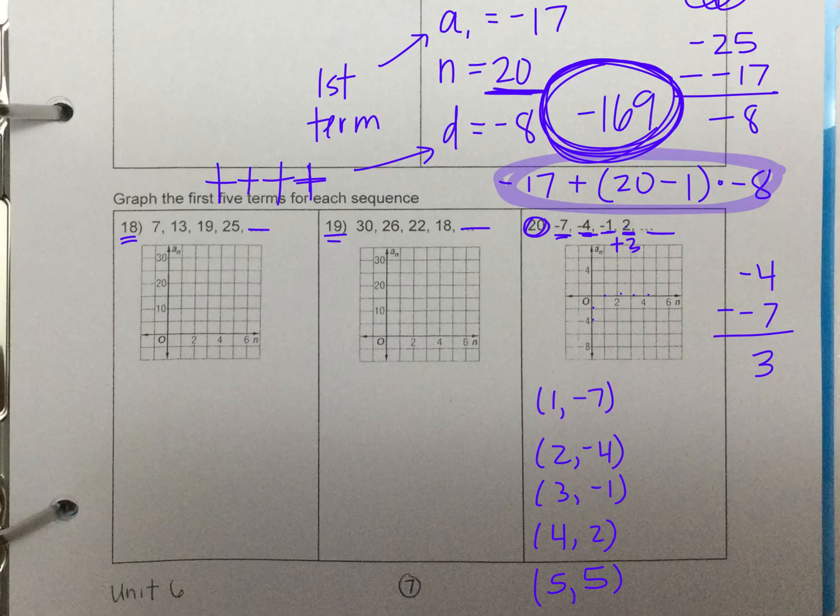I'm going to go over 1 and down 7, over 2, down 4, over 3, 1 would be about right there, over 4, up 2, over 5, up 5. And there's my line. Okay, so you do the same thing. Find the first 5 terms for 18 and 19. When you're done, turn over to the next page.